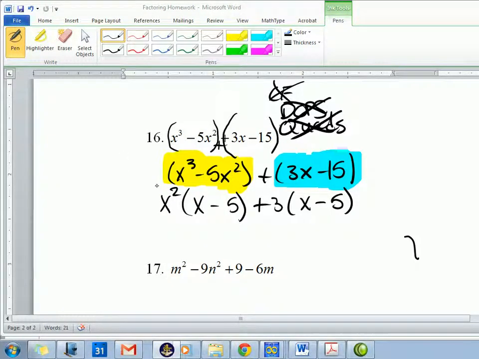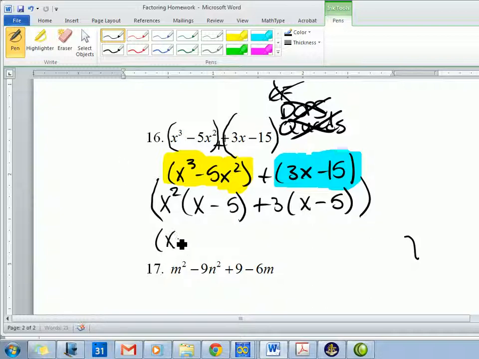So now if I drew parentheses around this entire thing, here, here, what do these two terms have in common? They have x minus 5 in common, don't they? So I'll take an x minus 5 out, and what's left inside is x squared plus 3. And guess what? We're done.